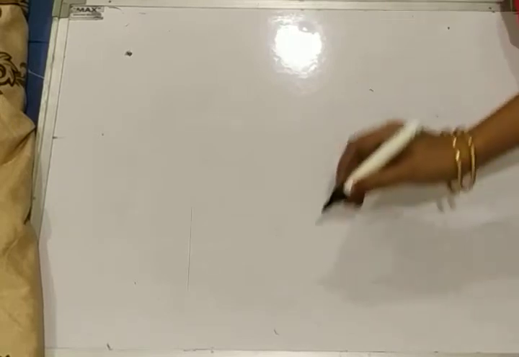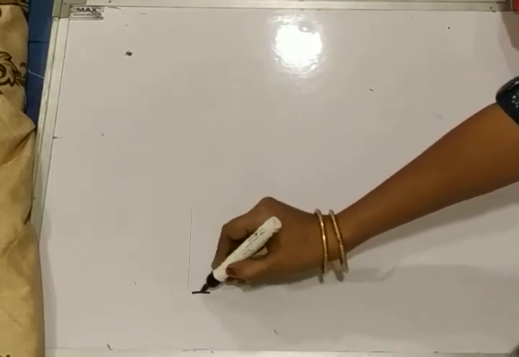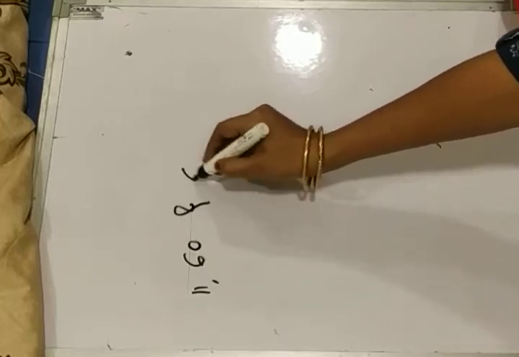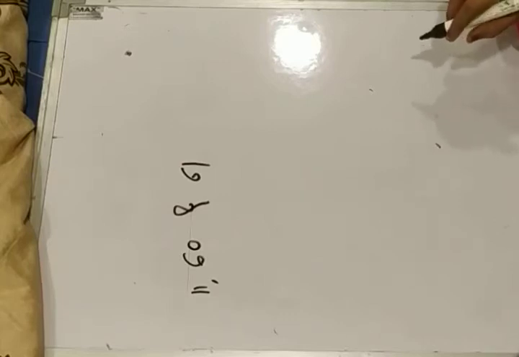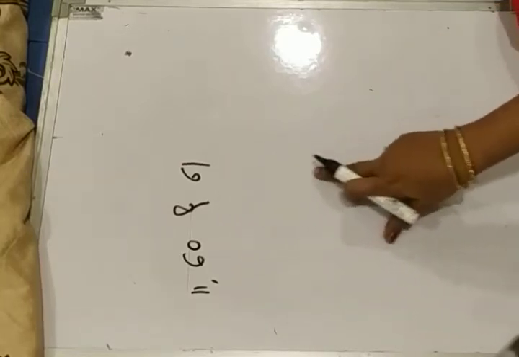Any three numbers are given. For example, 11, 60 and 61. These three numbers are given. Check whether this is a Pythagorean triplet or not.